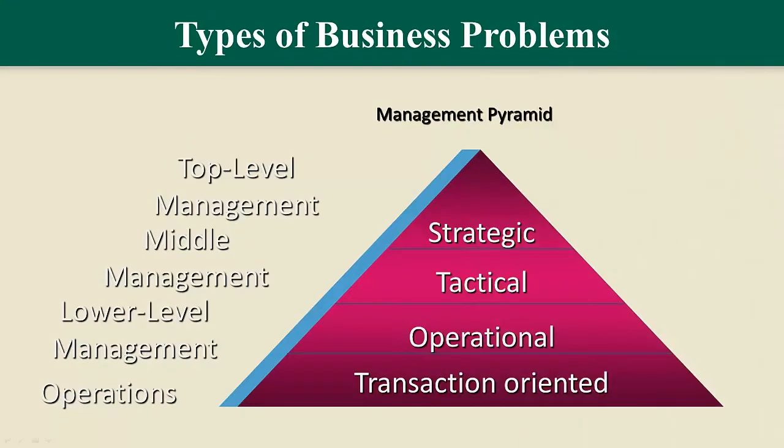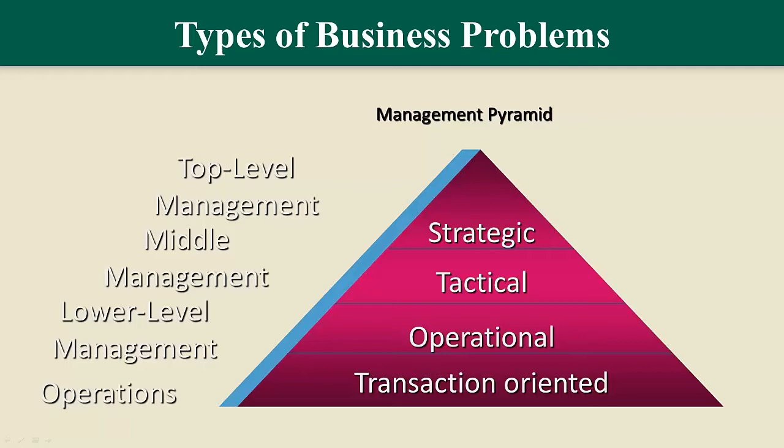Okay, let's start with the management pyramid. The management pyramid gives a traditional view of a company. At the bottom are day-to-day business operations and transactions. For example, inventory procurement with its distinct events such as purchase requisition, purchase order, goods receipt, invoice payment. Above that is operational or lower level management, which manages the daily operations.